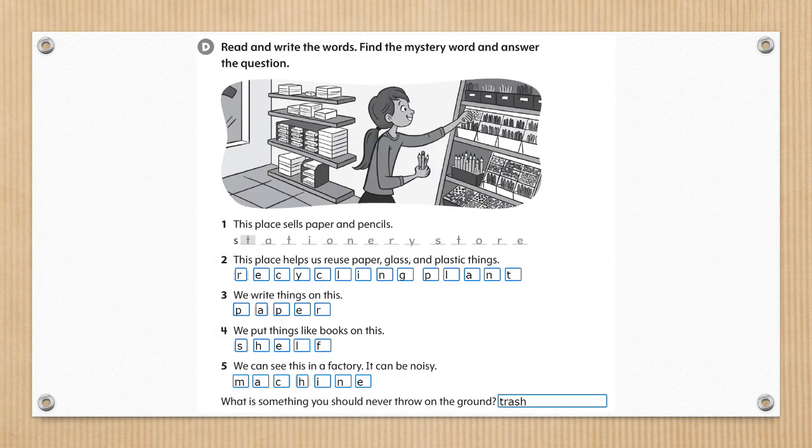For activity D, number 2, we have recycling plant. Number 3, paper. Number 4, shelf. And number 5, machine. The mystery word was trash.